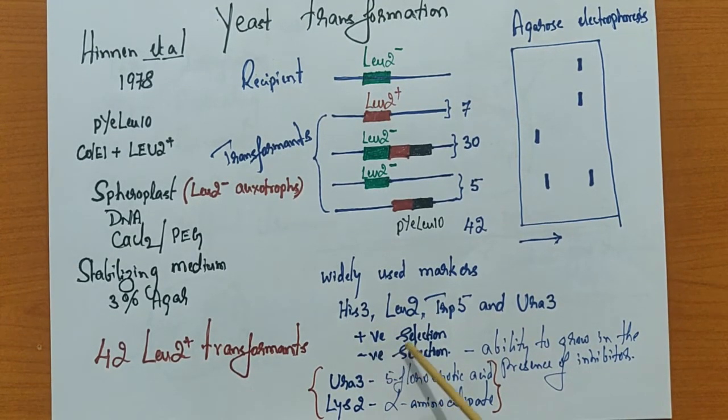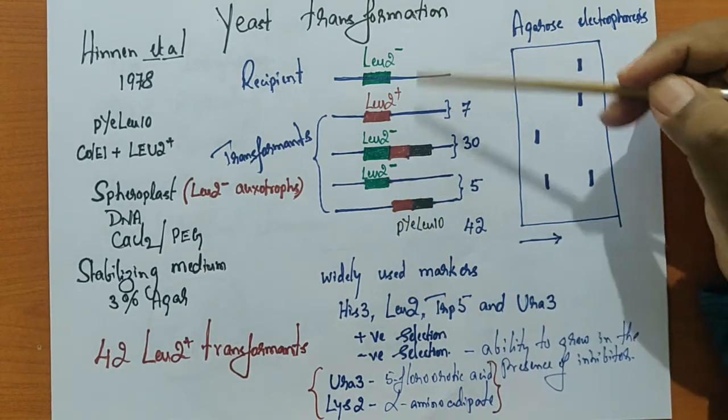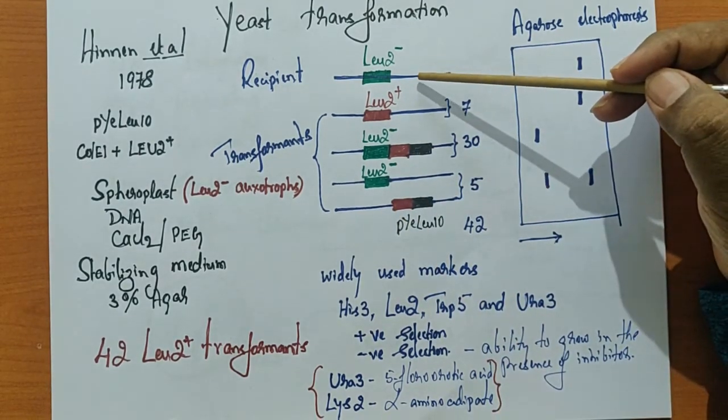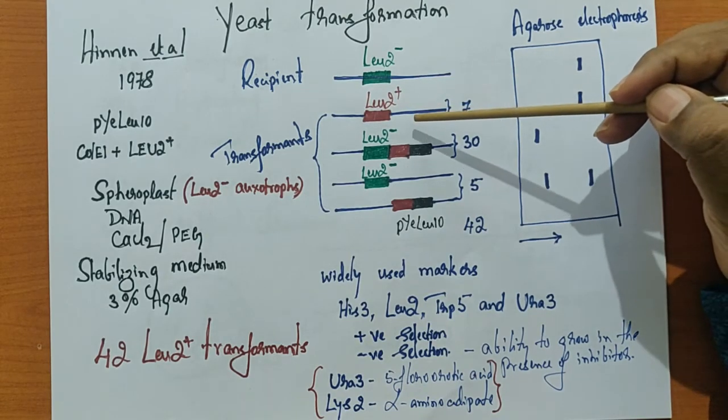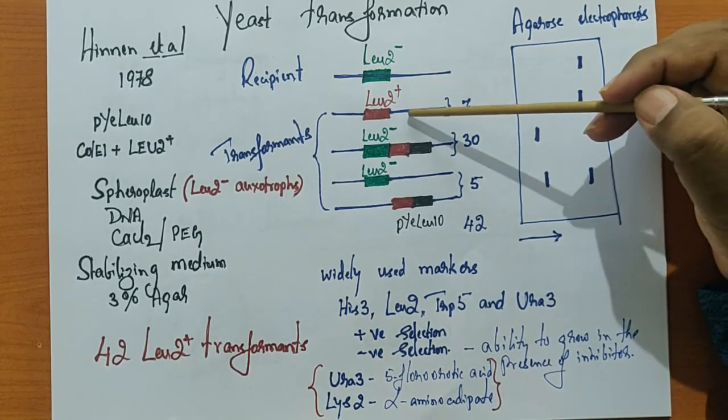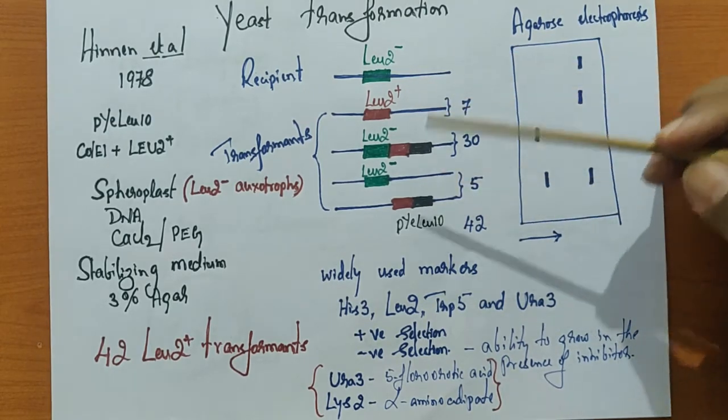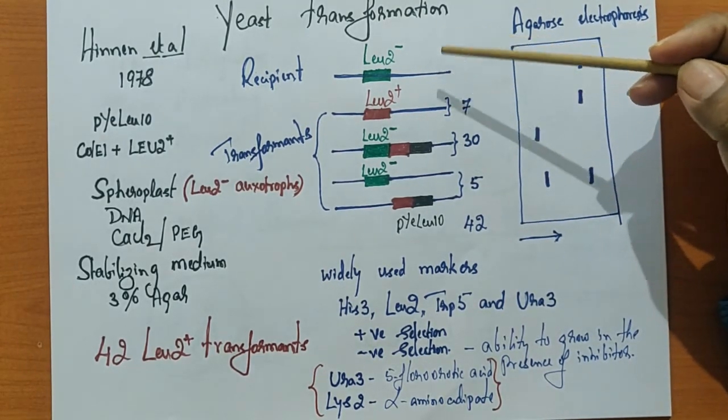In the case of a positive selection, we have a mutated gene. In the mutated gene, the functional gene is going to be introduced. So now there will be a replacement. This is what is known as a positive selection.